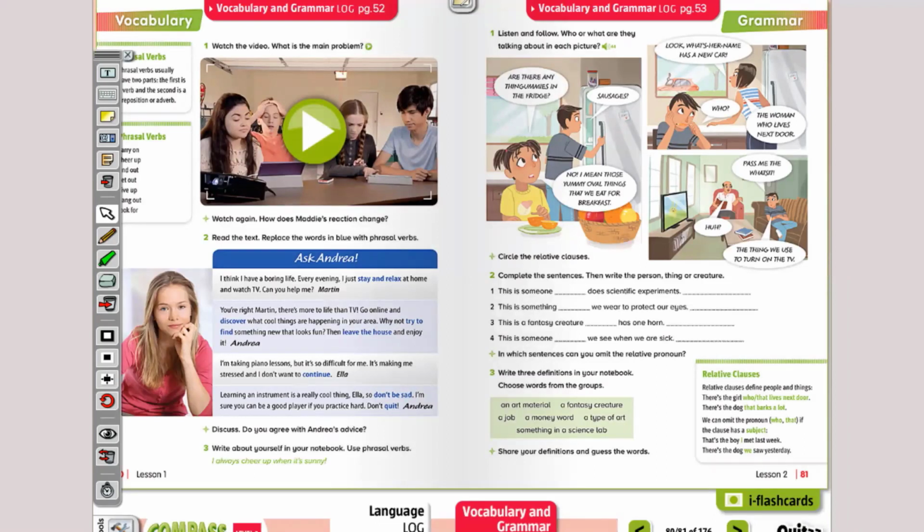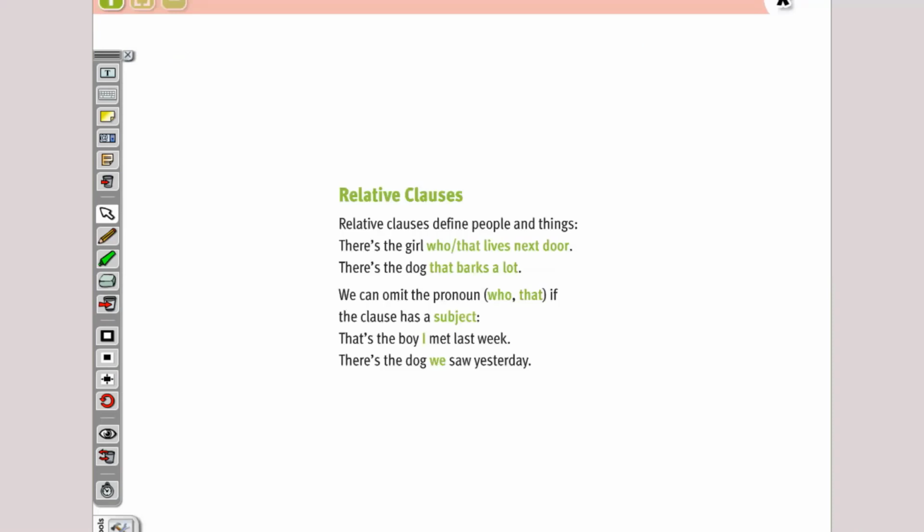Again, we're at Compass Language Log, page 87. It is our topic number 5, and the name of our topic is Do Words Have Power? So open your books at page 81, and here we have got a grammar part, relative clauses. Relative clauses define people and things. Relative clauses give a definition of a person or of some animal or thing.